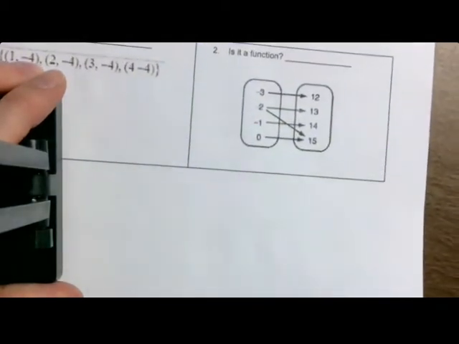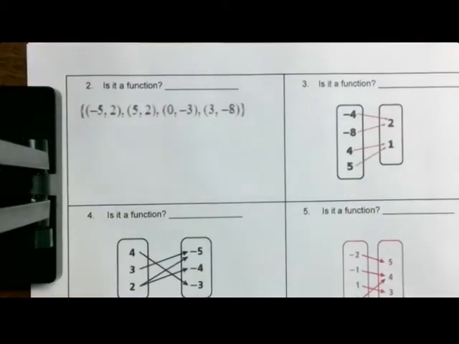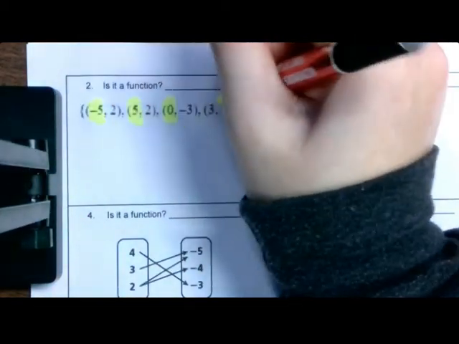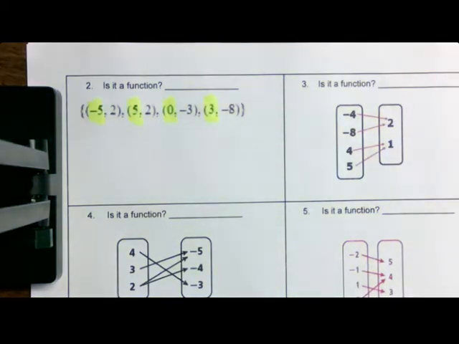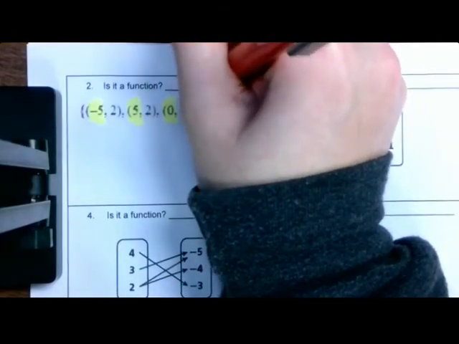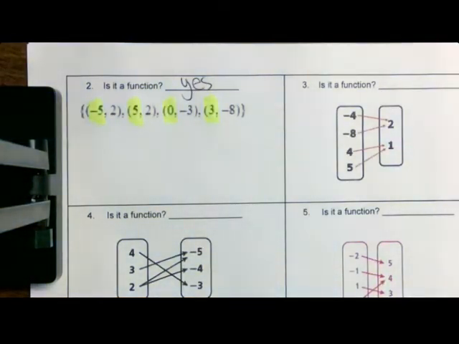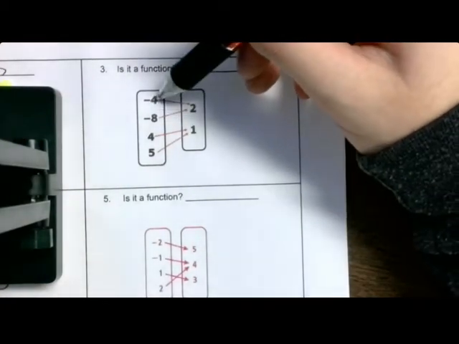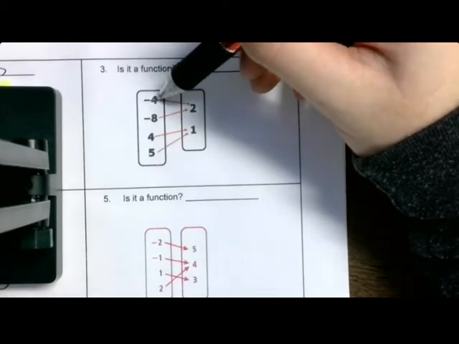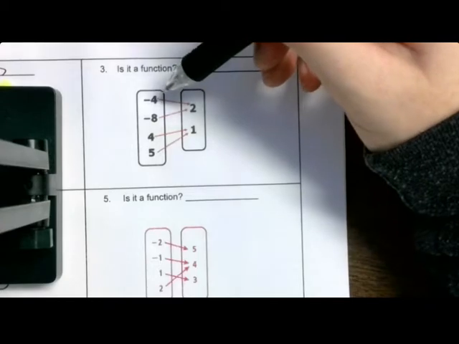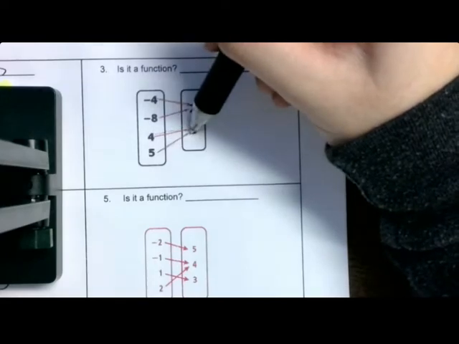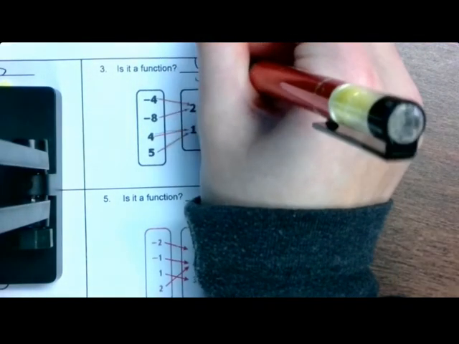So let's look at the one on the next page. Again, look at the x values. Are any of the x values the same? No. They are not the same, which means it is a function. Okay? Look here. Does each x value have one arrow off of it? That has one, that has one, that has one, that has one. So this is a function.